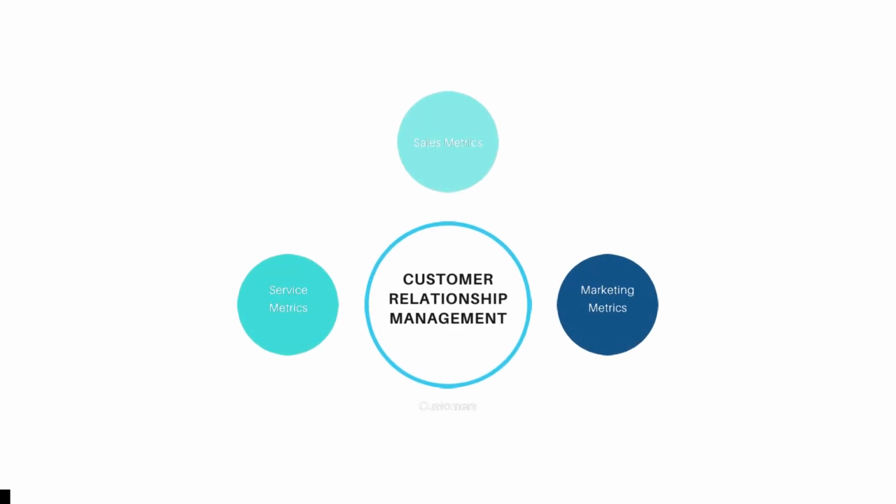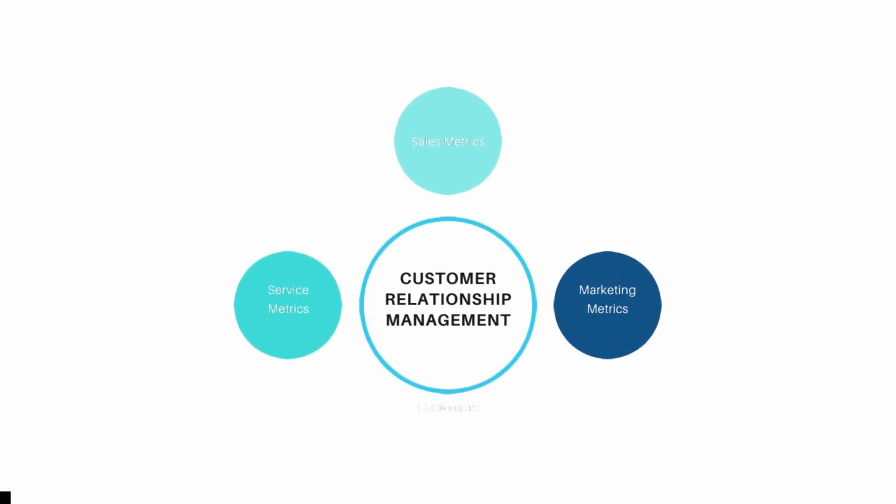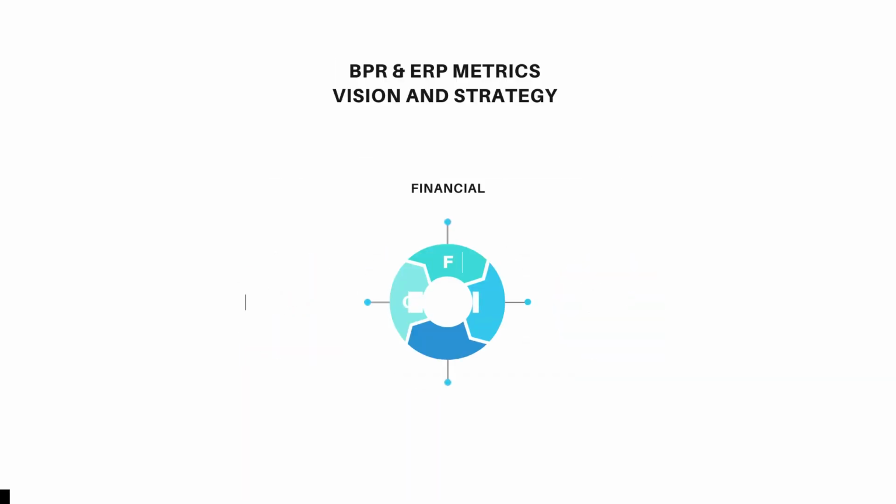Customer Relationship Management (CRM) metrics. In this subtopic, we have three CRM metrics. They are sales metrics, service metrics, and marketing metrics. BPR and ERP metrics are divided into four sections, which are financial, internal business process, learning and growth, and also customer.